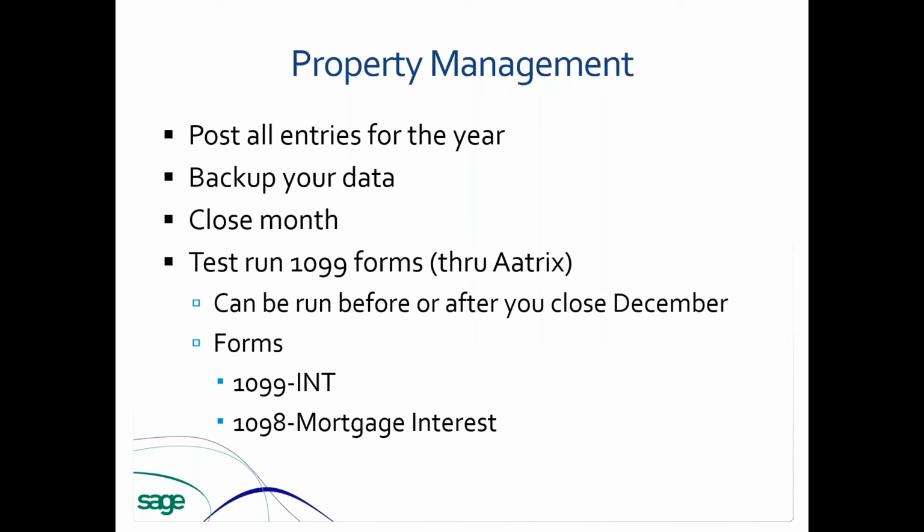Right. Property management is listed in your guide. It actually starts on page 22 if you are in the new guide, 21 if you're looking at last year's guide. This just, again, walks you through posting all the entries for the year, again, making a backup. This doesn't have a close year program. It's just close month. And then running a test run of your 1099 forms, interest, mortgage interest through Atrix.